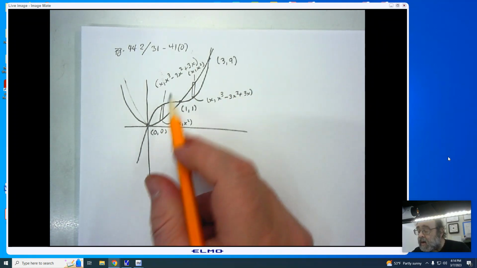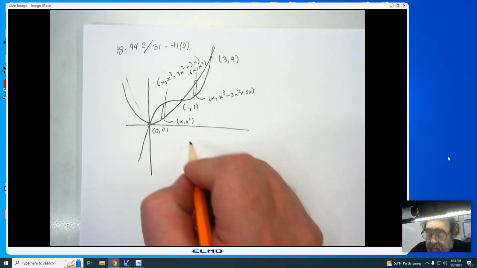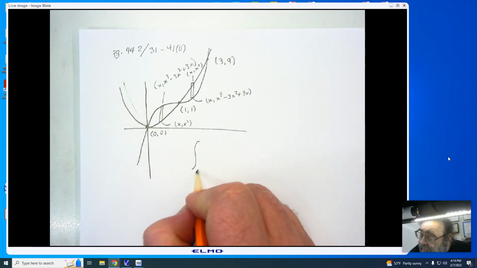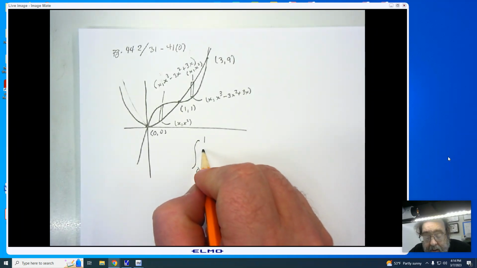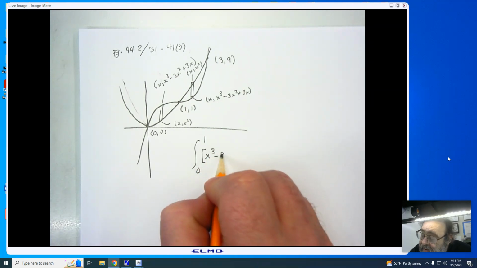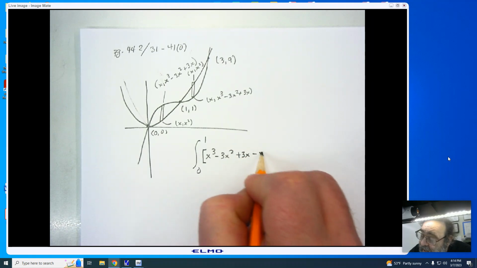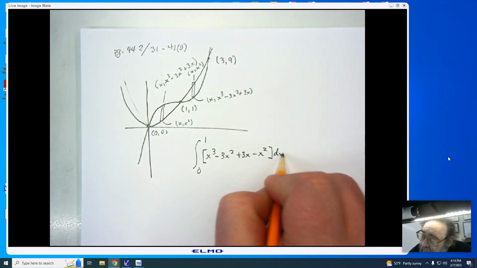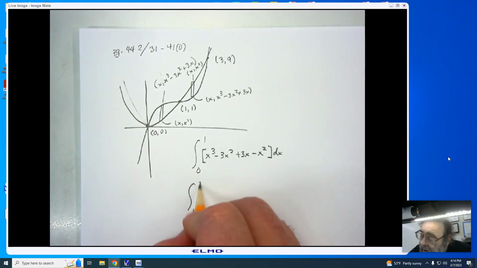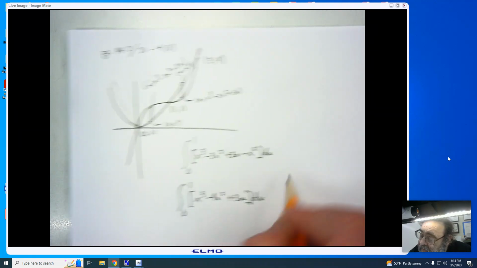Now, this is where we do this. We have the orientation change, so we do have to watch out. So we're going to be looking at this as the integration from 0 to 1. And if you take the opportunity to simplify x cubed minus 3x squared plus 3x minus x squared, you're going to end up having the integral from 0 to 1 of x cubed minus 4x squared plus 3x dx.